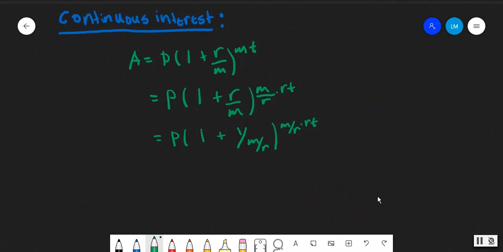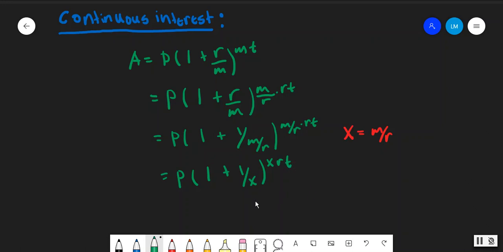Now we can do a change of variables. It really doesn't matter what letter we use as long as we don't get confused. Let's say that x is equal to m divided by r. Then you have that p is multiplied by 1 plus 1 over x, raised to the x, but you also have r and then t.